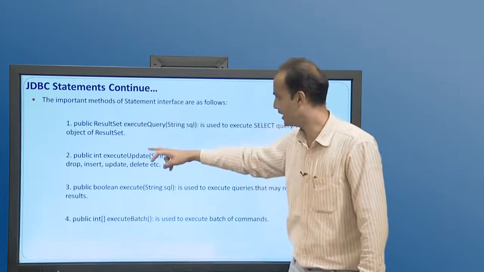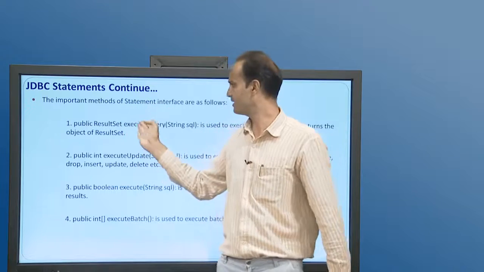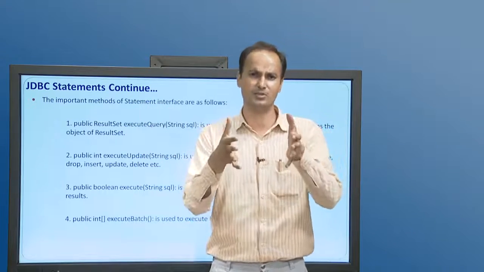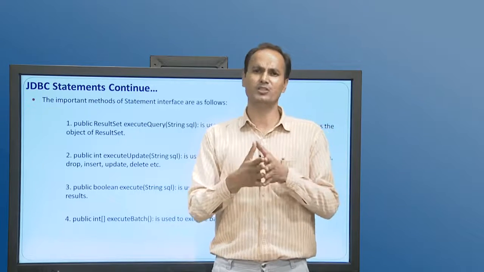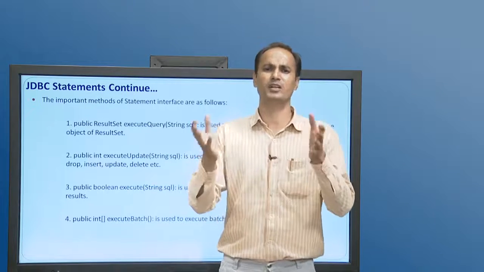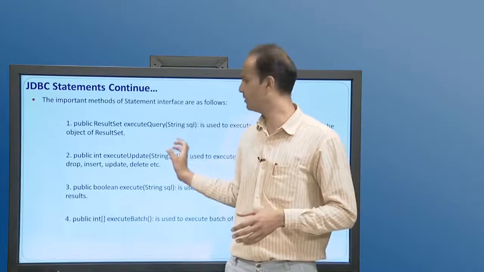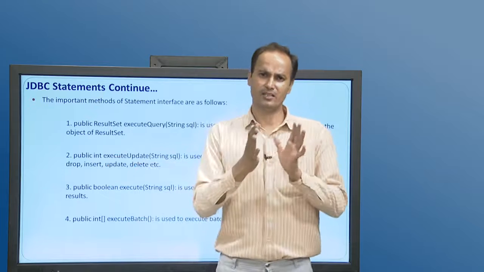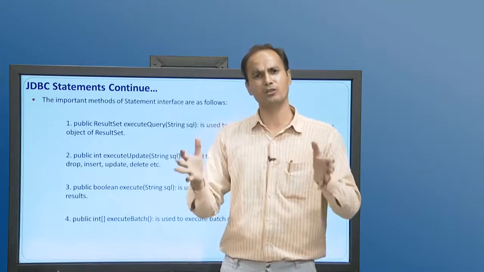While if you are using executeUpdate, then it returns an integer. What does it mean? executeQuery returns a set of records in terms of a ResultSet. But if you want to know how many rows have been affected by a particular query, then you can use executeUpdate. It will return the value as an integer, the number of rows affected by that query.